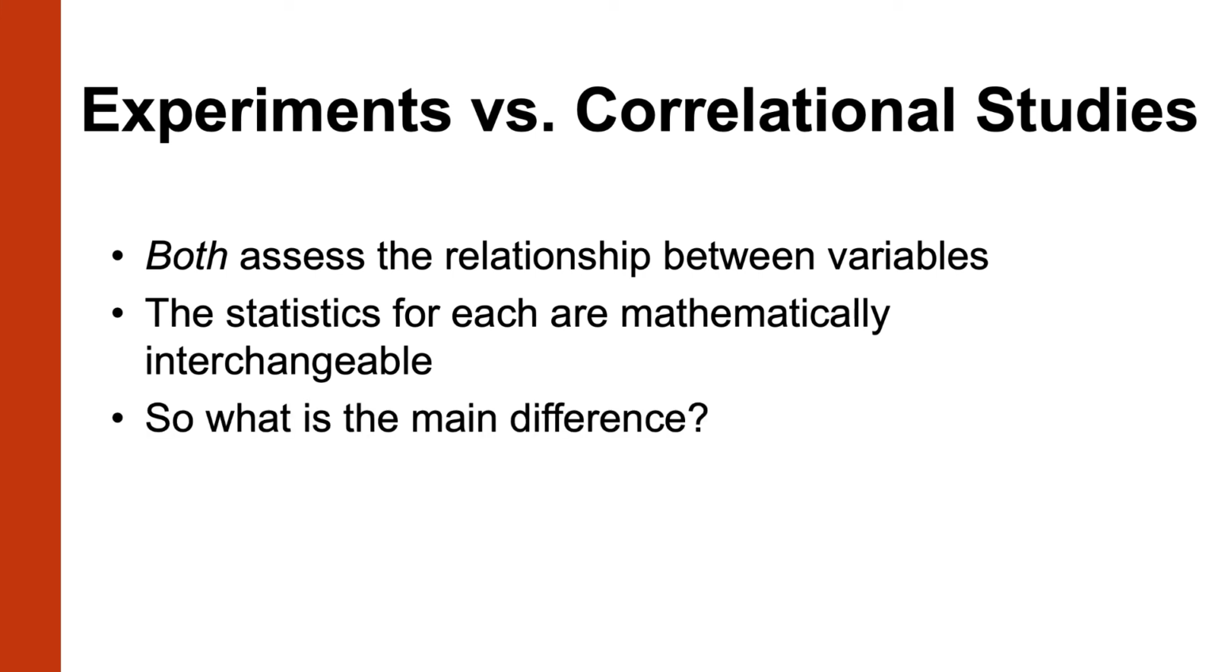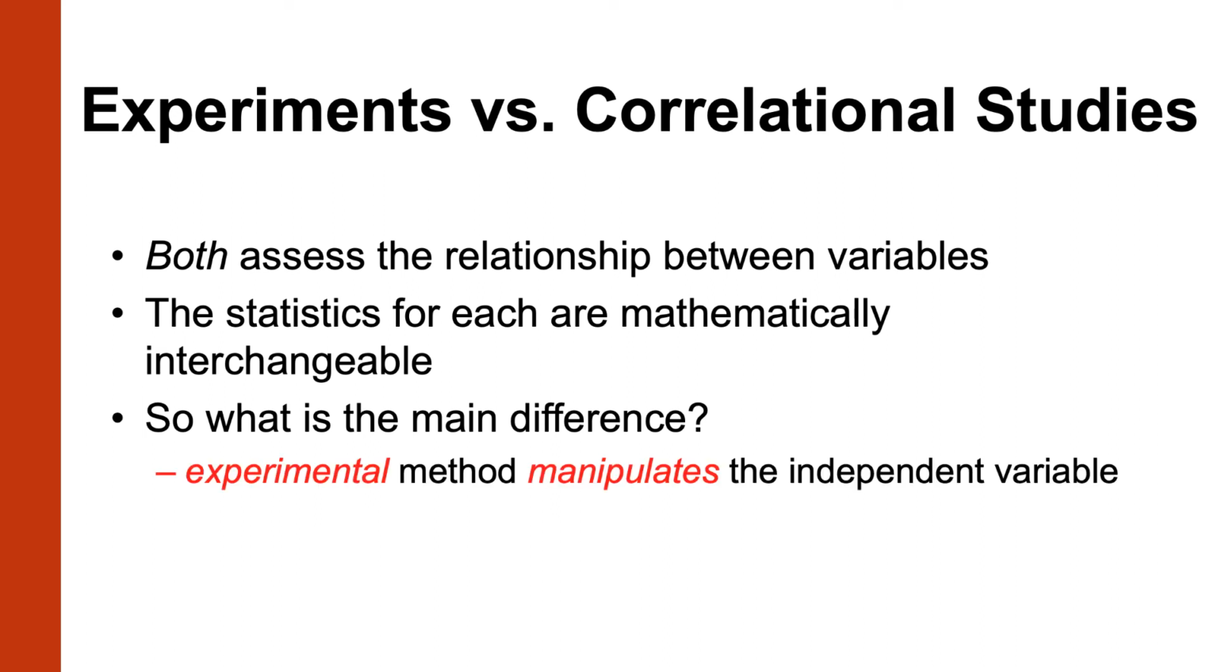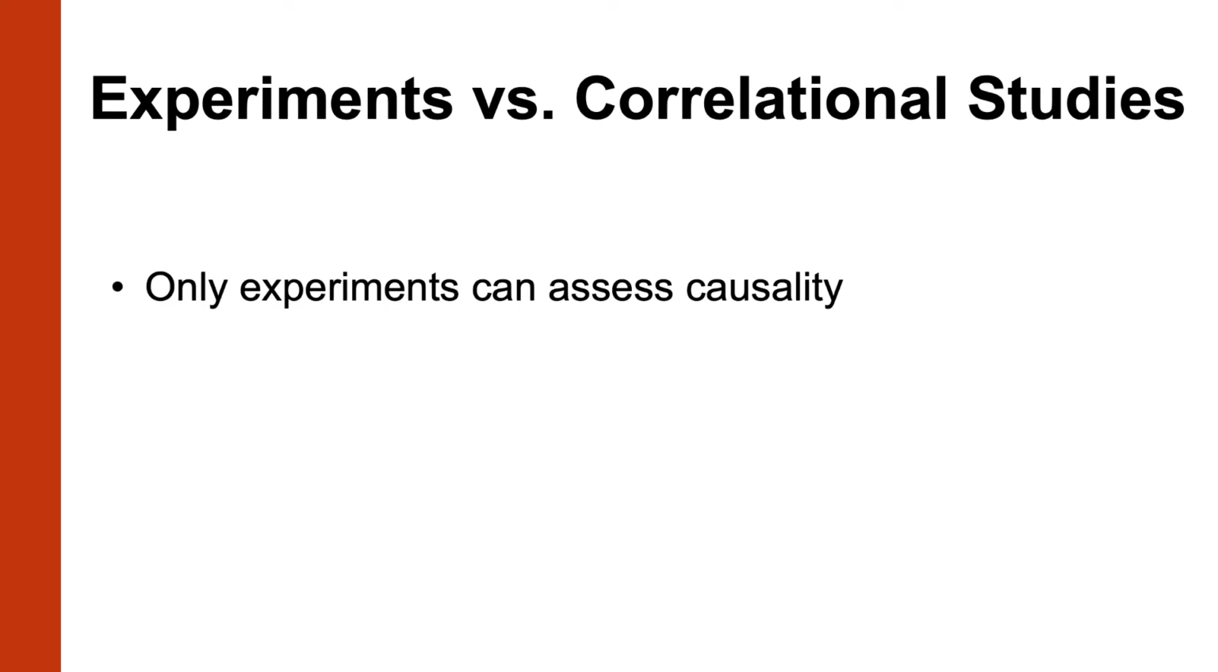So what is the main difference between the experiment and the correlational study? Well, in the experiment, you're actually manipulating your independent variable. And in the correlation, the independent variable is simply measured along with the dependent variable. The main benefit of experiments is that only experiments can allow you to make any claim about causality, that, let's say, eating blueberries actually causes increases in short-term memory. That's not something that a correlational study will allow you to say.